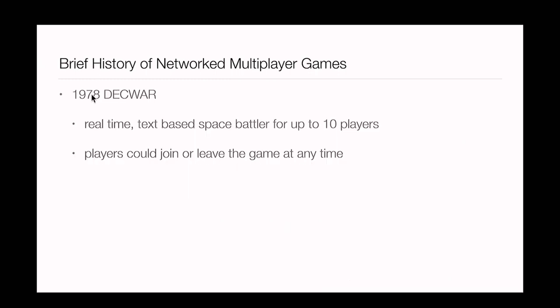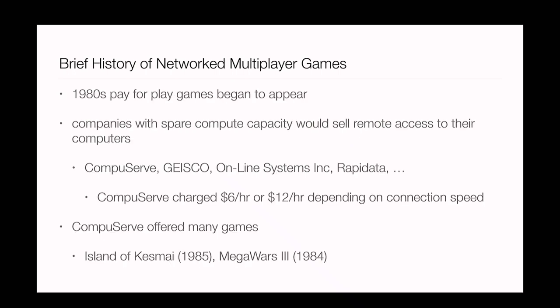Right? 1978, DEC War showed up. So DEC War is a real-time text-based space battler. So this is basically Star Trek now at this point. If you even look at the races in the game, they're all based off of Star Trek races. So this was up to 10 players, connected over network. Players could leave or join at any time. DEC War led to Mega Wars 3 down here.